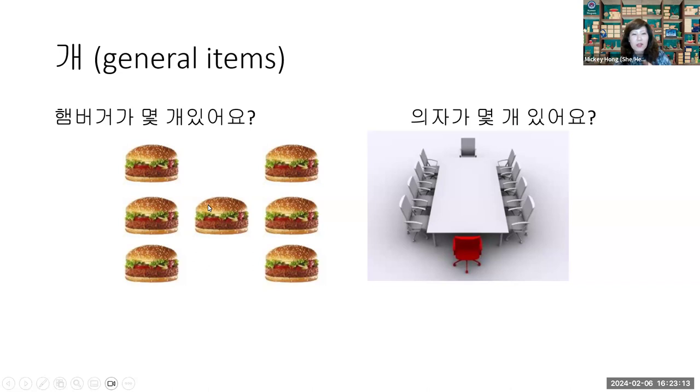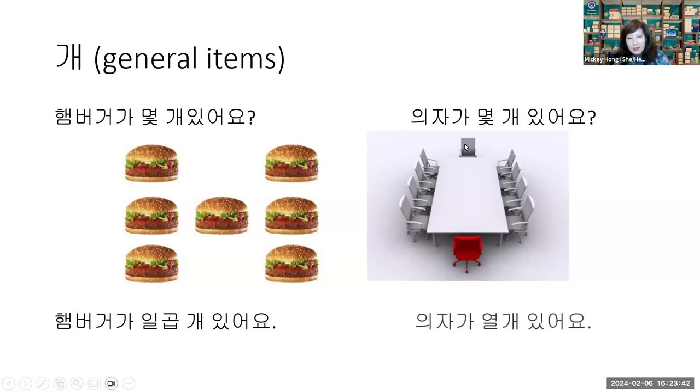I know hamburgers are onto themselves, chairs are onto themselves. So it sounds silly to have a counter when things are just whole and there's no variation in size or volume, but Koreans need a counter for everything, you guys. 햄버거가 몇개 있어요? 햄버거가 일곱 개 있어요. Okay. 의자가 몇개 있어요? How many chairs are there? 의자가 열개 있어요. There are 10 of chairs.